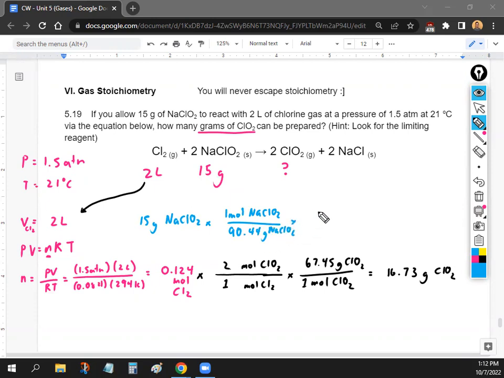Okay. And then we're going to, again, use the same mole ratio. This time it's 2 to 2, so 1 to 1. Okay, and then the last fraction will be exactly the same.